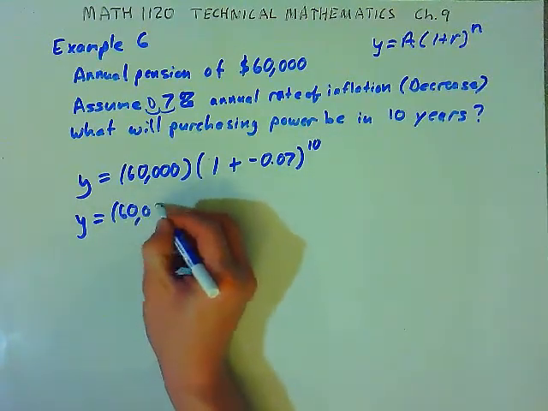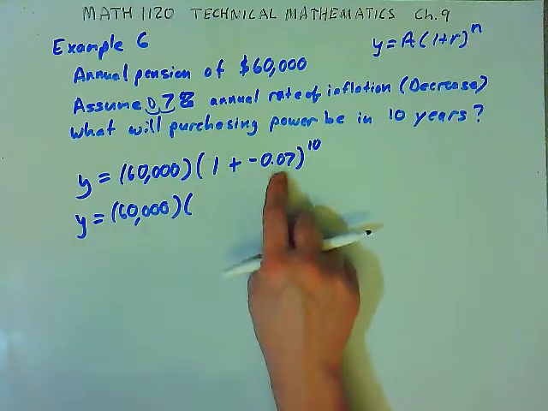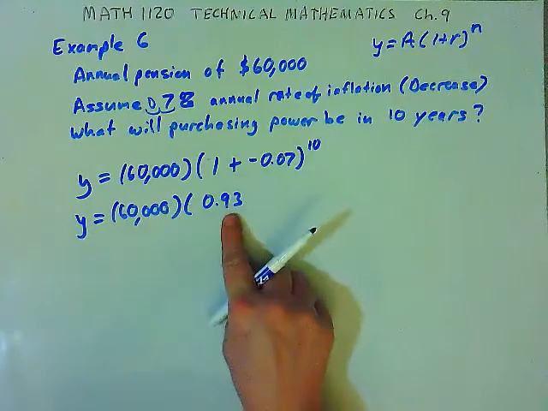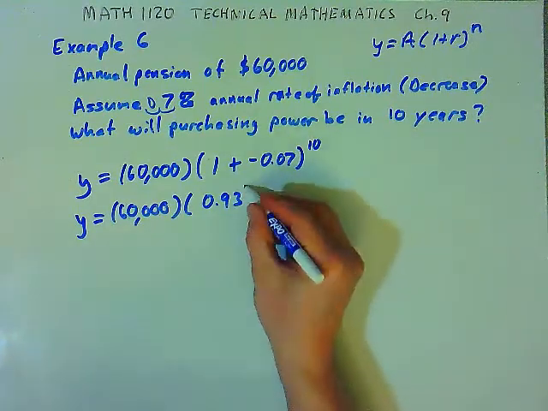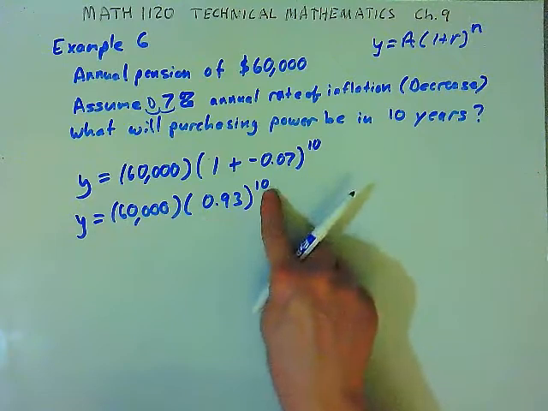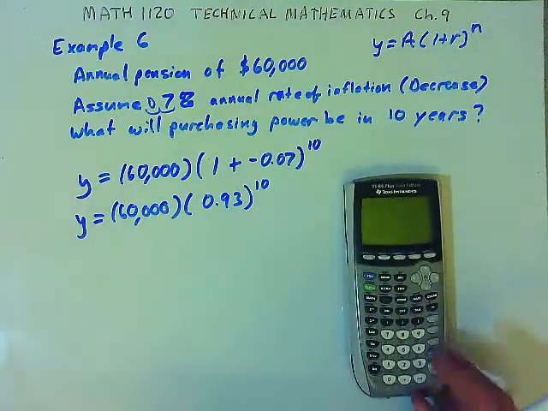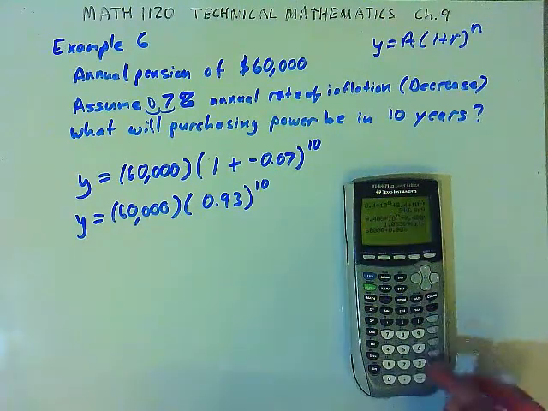So their money is not worth as much as it was. Now it's only worth 93% after the first year. And if we raise this to the 10th power, we will find out what their purchasing power is in 10 years. And so we can do that. We can take $60,000 and we will multiply by 0.93 to the 10th power. And so in 10 years, their money is worth a lot less. Only $29,039.